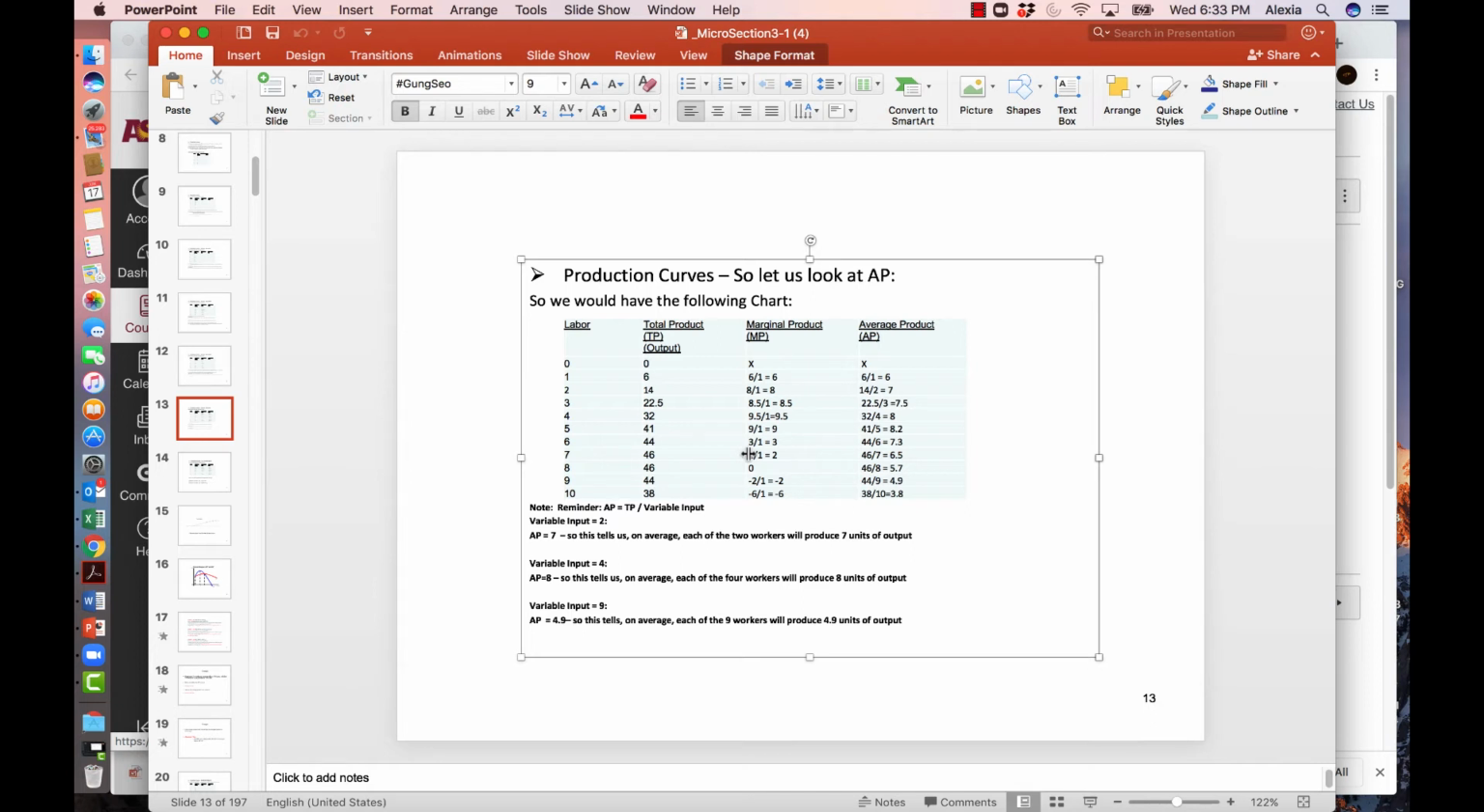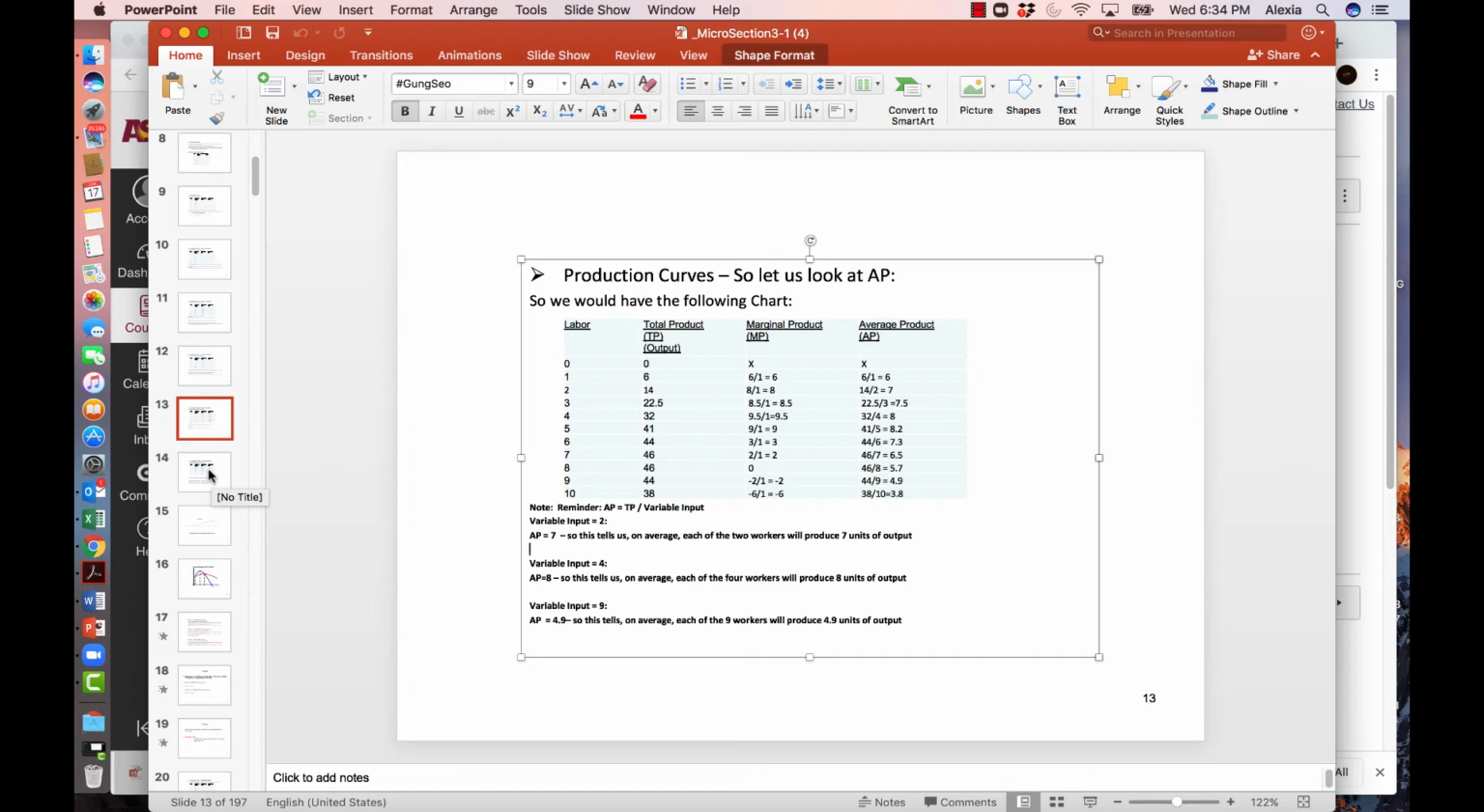While the marginal says the first one would produce 6 by hiring that first one, and by hiring the second, output would go up by 8. So it's a very, very different piece of information. At a variable input of 4, how do we get it? We take 32, the total product, divided by our total labor, and we get 8. So this says at a variable input of 4, on average each of those 4 workers would produce 8 units of output.